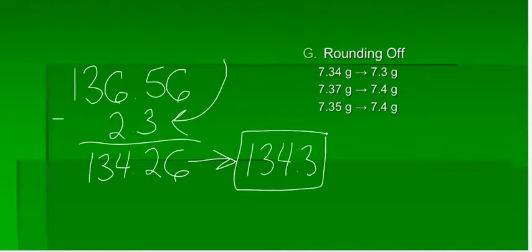Rounding off. If it's 4 or less, you round down, so like 7.34 rounds to 7.3. If it's 5 or greater, you round up. 7.35 would round to 7.4.